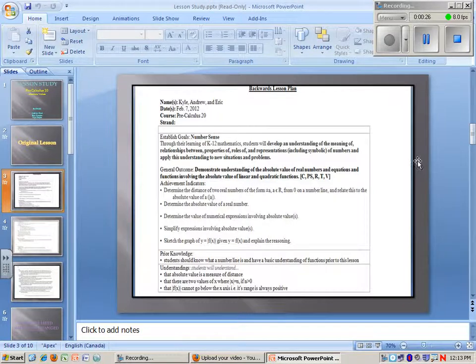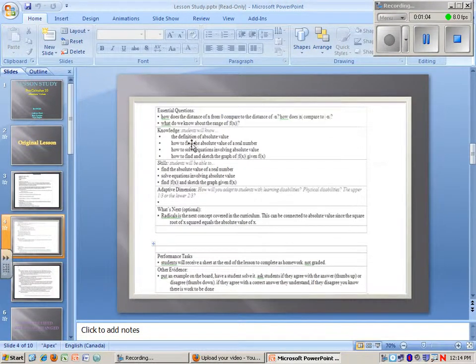Alright, so this is the first time absolute value shows up in the curriculum, so there's not really a lot of prior knowledge, so I didn't really go into that in the original lesson. And our general outcome was to demonstrate understanding of the absolute value of real numbers and equations and functions involving the absolute value of linear and quadratic functions. And yeah, the prior knowledge that we did come up with was students should know what a number line is and have a basic understanding of functions prior to the lesson.